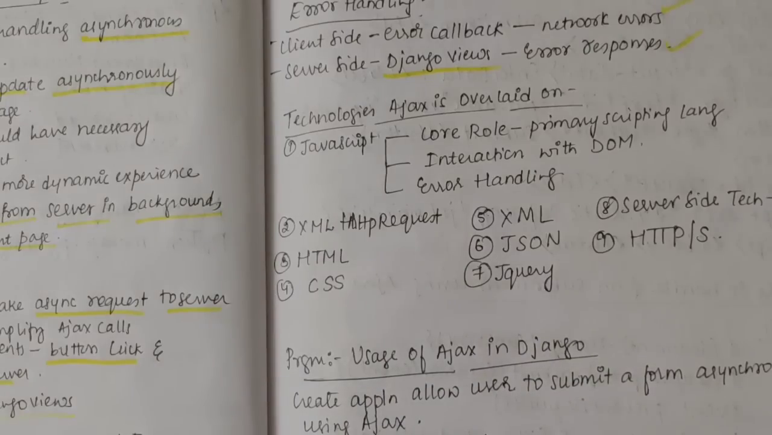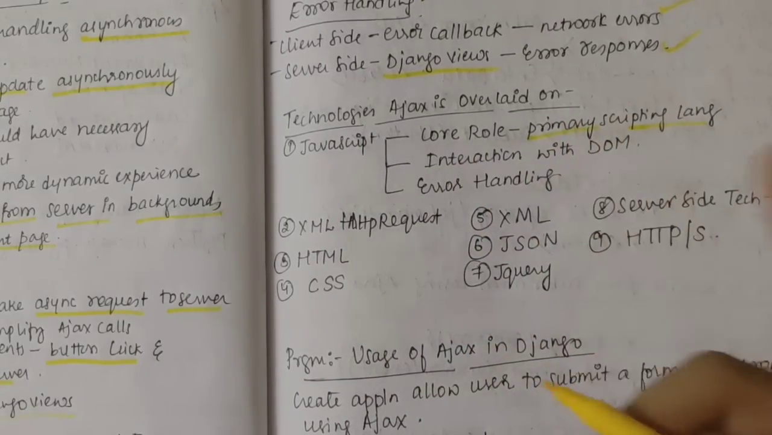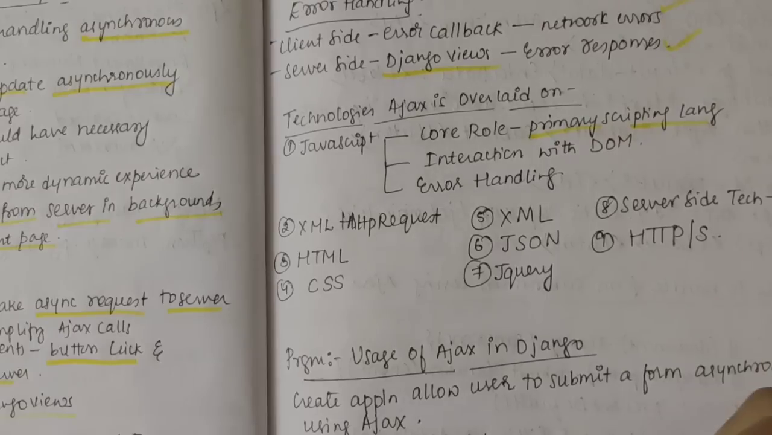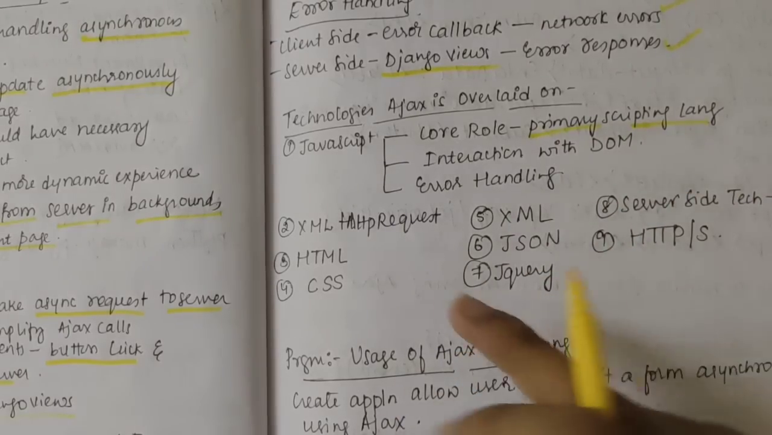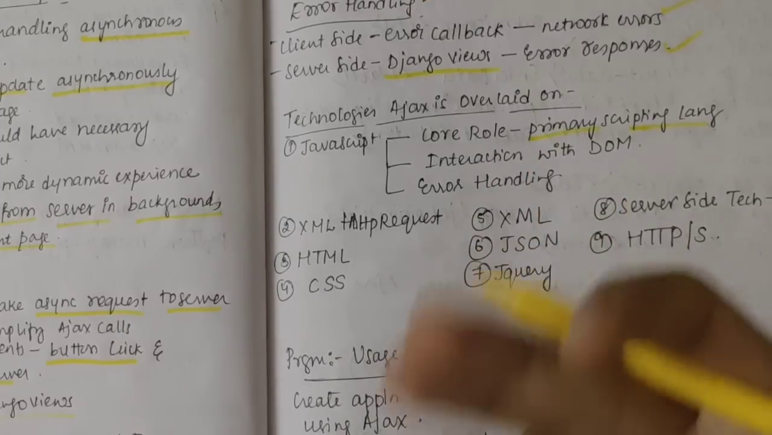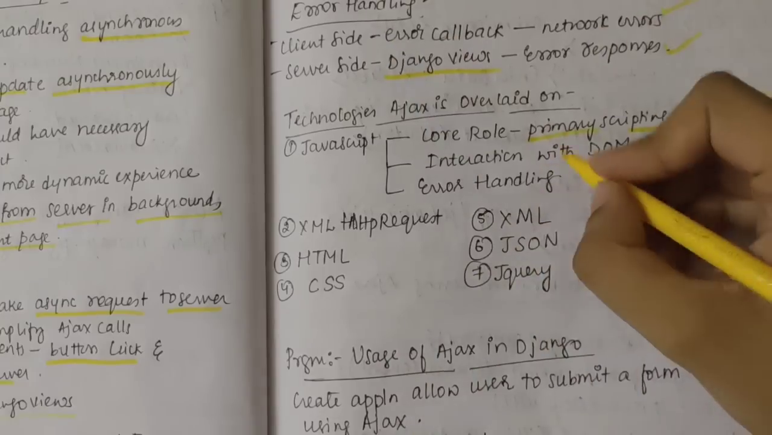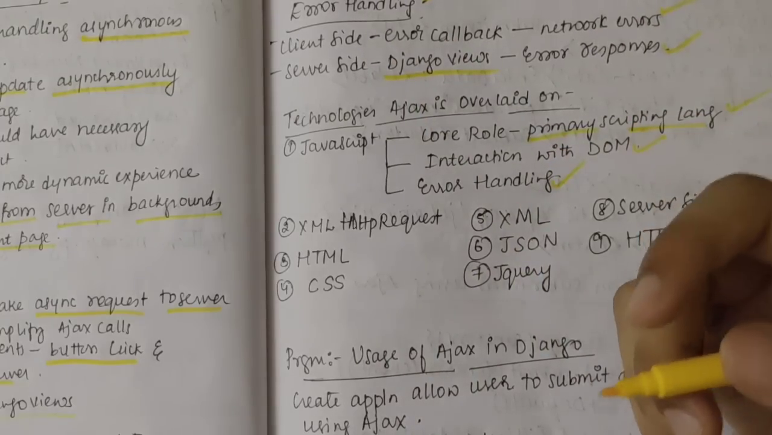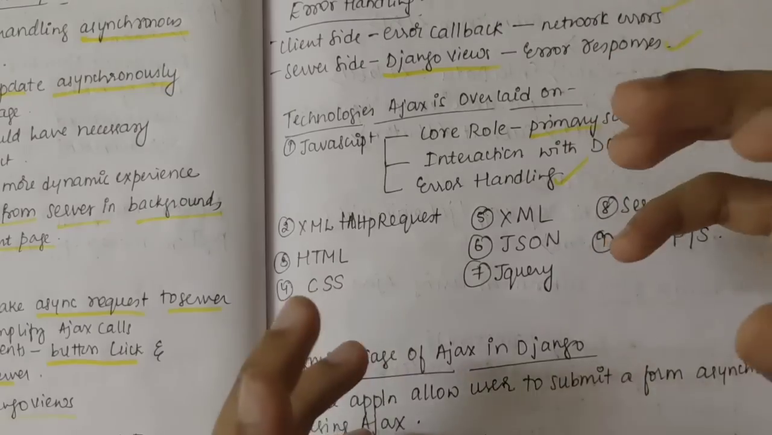First we have JavaScript. JavaScript has the core role, that is, primary scripting language. JavaScript is used as a primary scripting language that helps Ajax make asynchronous requests. Then we have the interaction with DOM. As we have discussed, dynamically updating the web page content is also done by JavaScript only. Then error handling. Error handling manages several errors or the triggers which happen.